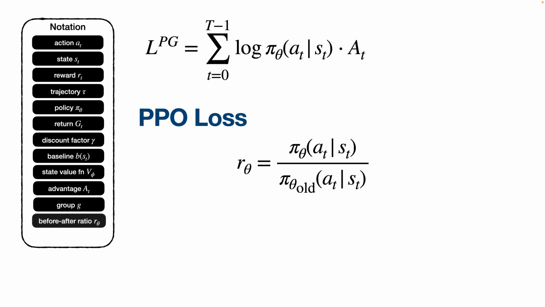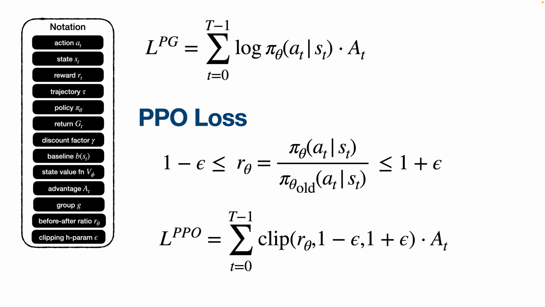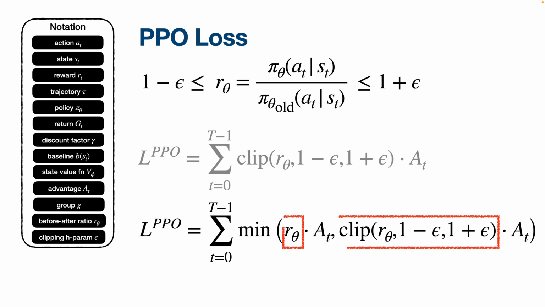PPO looks at the ratio between the new model parameters, so after the training step, and the old ones, before the training step. We'll denote this ratio by r of theta. A ratio of 1 would mean the before and after parameters are identical. So PPO constrains this ratio between 1 minus epsilon and 1 plus epsilon, where epsilon is a hyperparameter between 0 and 1. So the PPO loss replaces the log probability with the ratio between the probability before and after the update, clipped within this interval. Well, almost. PPO actually takes the minimum between the unclipped versus clipped ratio times the advantage.